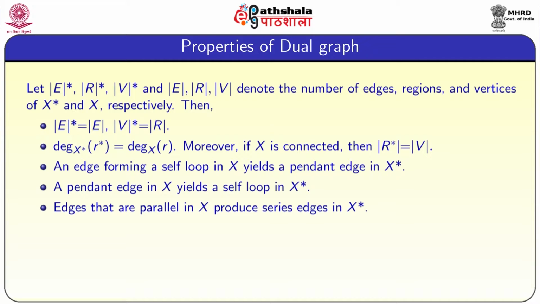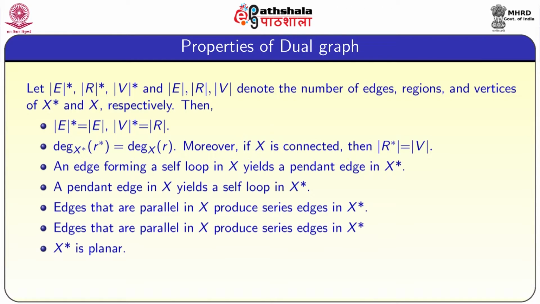Parallel means multiple edges with the same vertices; if two or more such edges are there, then we say they are in parallel. Edges that are parallel in X produce series edges in X star. X star is a planar graph.